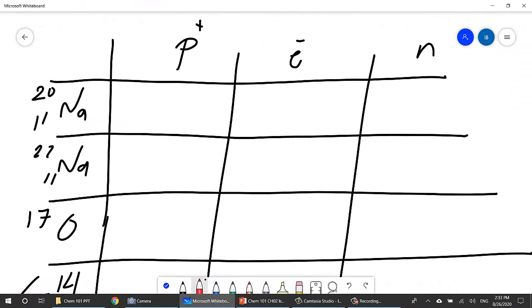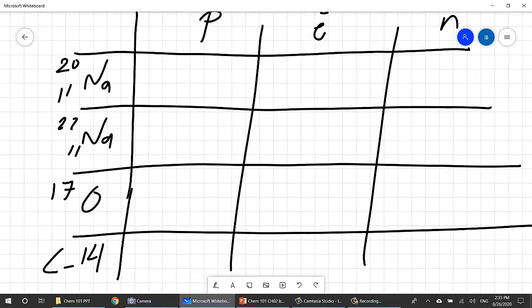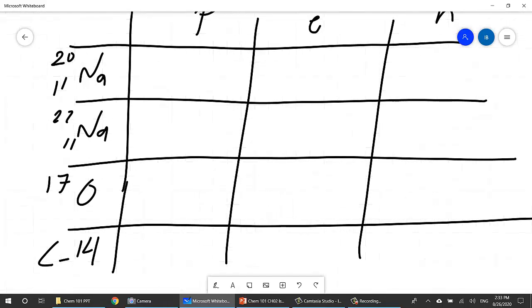I want to organize my solution to this problem through a table here. I wrote what is required in the question: Na-20, Na-22, O-17, and C-14. Let's take the first one. So Na-20, I know the atomic number is 11, the atomic mass is 20. It does not matter which one is actually in the top and bottom.